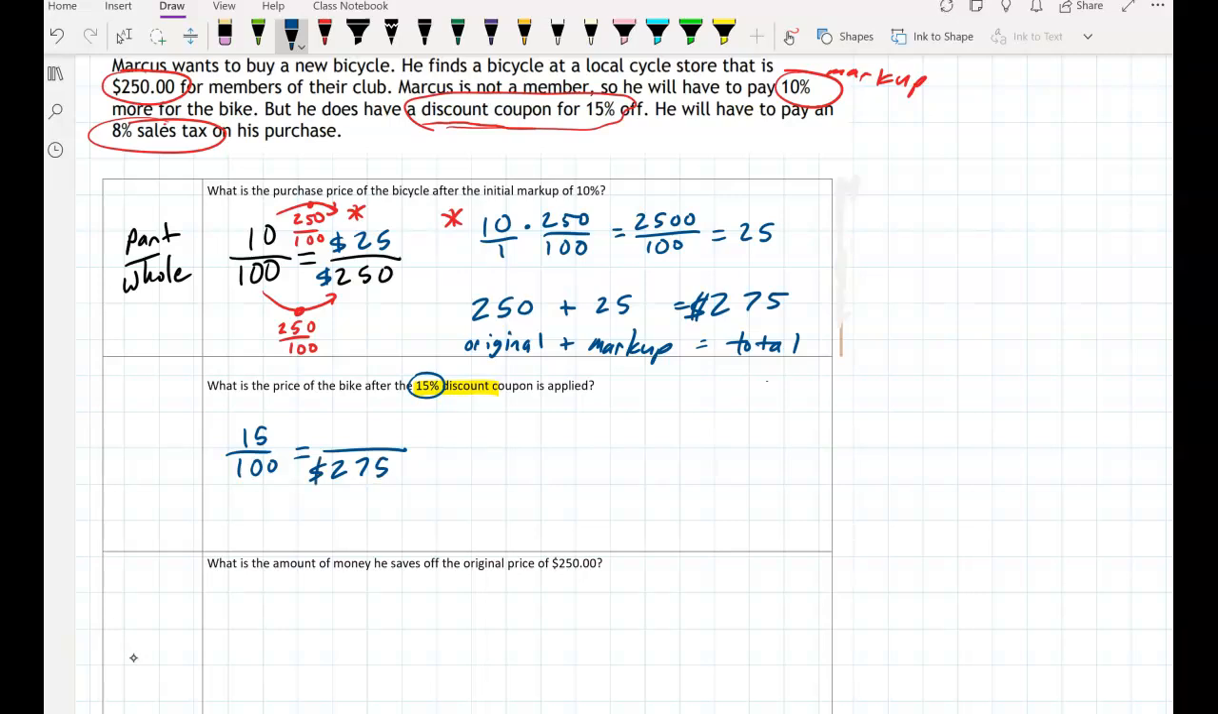And we have to ask ourselves, hey, how do I get from 100 to 275? What do I multiply by? Yep, you guessed it. You have to multiply by 275 over 100. Do that down there. You have to do the same thing up top. 275 over 100. So we're going to do that math work over here.